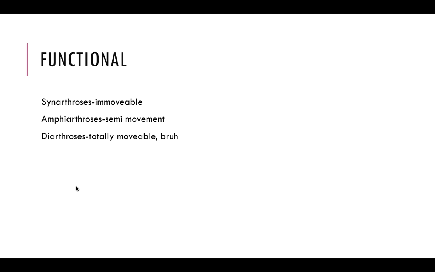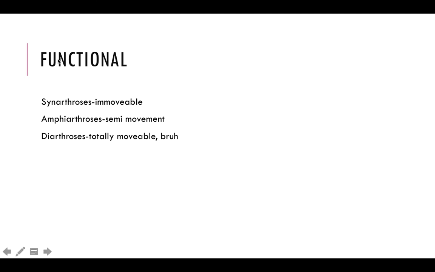So functional. Here's an example of how we classify them based on how they function. We have something called synarthroses, and these are joints that are immovable, meaning you cannot move them. An example would be the sutures of the skull, the bones between your head. We can't move those. They're immovable. They need to be.